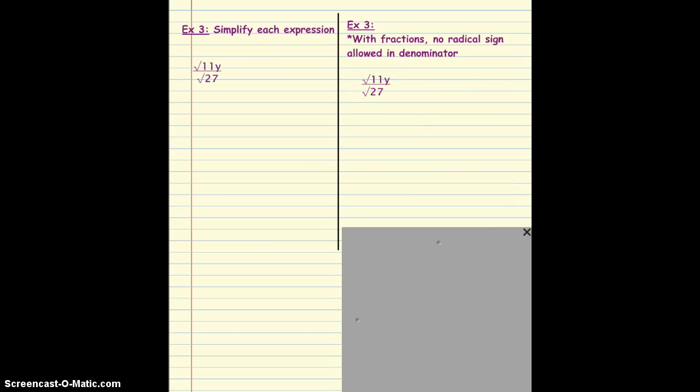All right, lastly, example number 3. We have square root of 11y divided by square root of 27. Okay, this looks very similar to stuff we did yesterday, but we've got a variable. And as we're taking a look at it, our first instinct, like yesterday, is going to be to multiply by the square root of 27 and multiply by the square root of 27. And we can go ahead and do that, but it's going to give us a really big number in our numerator, and it's going to make it kind of tough to figure out if there are perfect squares.